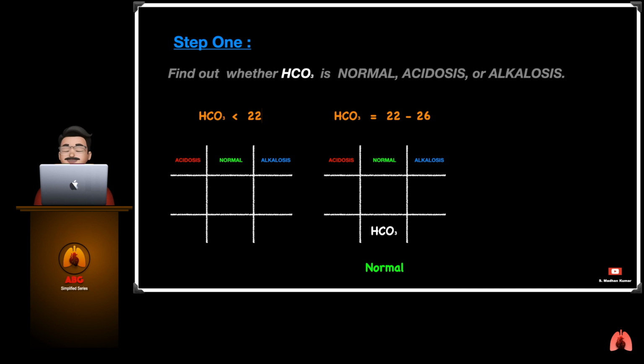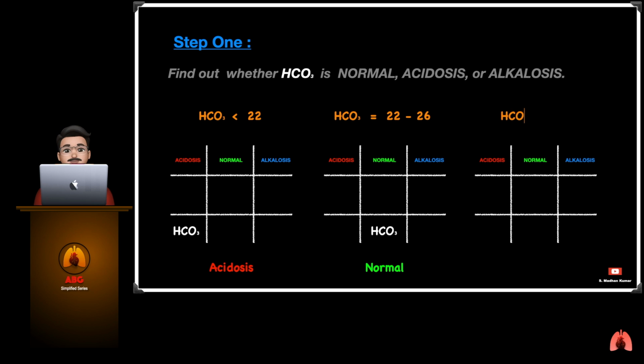If the bicarbonate value is less than 22, it is considered acidotic. So place the HCO3 underneath the acidosis column. If the bicarbonate is greater than 26, place the HCO3 underneath the alkalosis column. As we have already learned how to determine whether the values of pH, PCO2 and HCO3 are normal, acidotic or alkalotic, we will see some examples here.